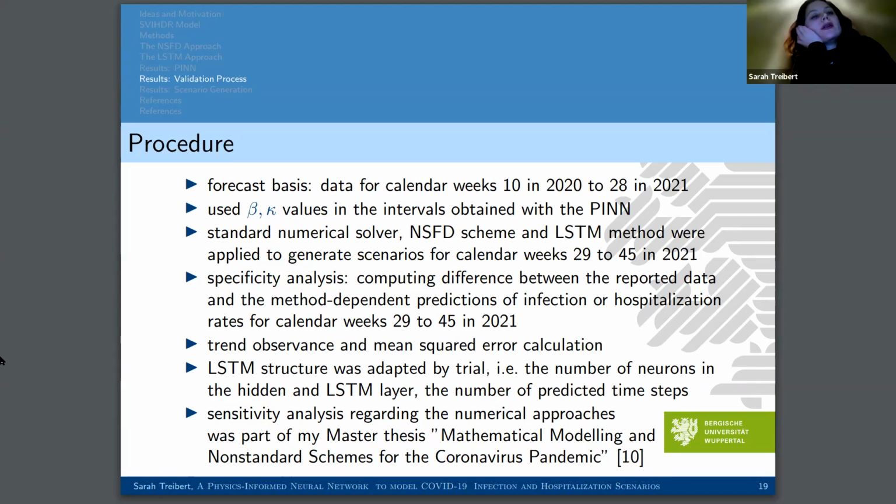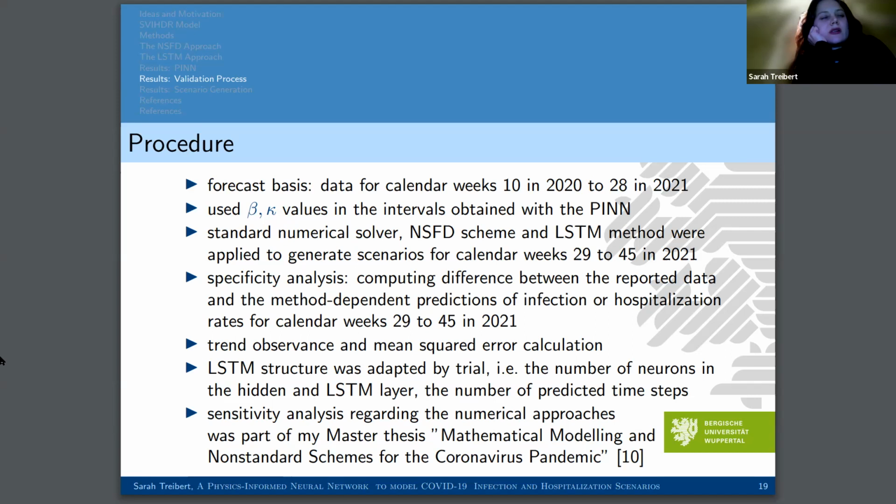autumn 2021. We focused on a specificity analysis and computing the difference between the reported data and the method-dependent predictions of infection or hospitalization rates. And we made some trend observance and mean squared error calculation as validation. The LSTM structure was adapted often by trial, meaning the number of neurons in the hidden LSTM layer was adapted and the number of predicted time steps also.